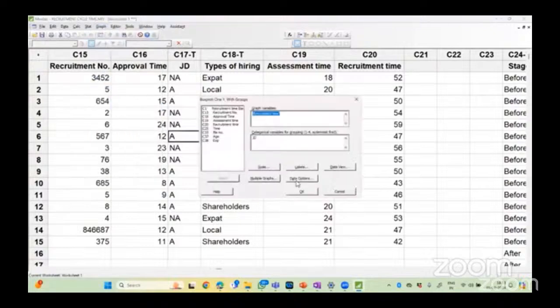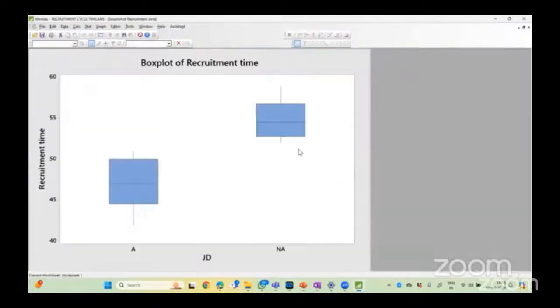And it tells me that when the job description is available, my time taken varies between 42 days to approximately 50 days. When the job description is not available, my time varies between 50 days. This is the time here. So I'm reading from there, 50 days to around 56 days.